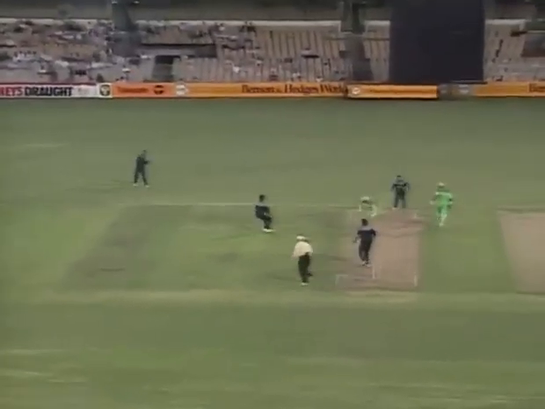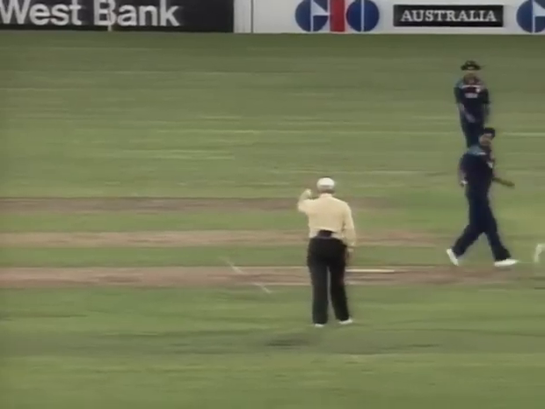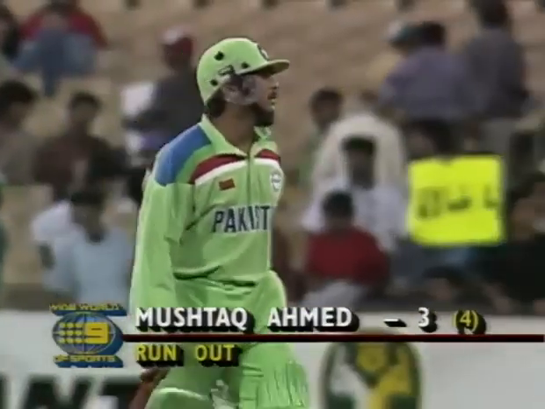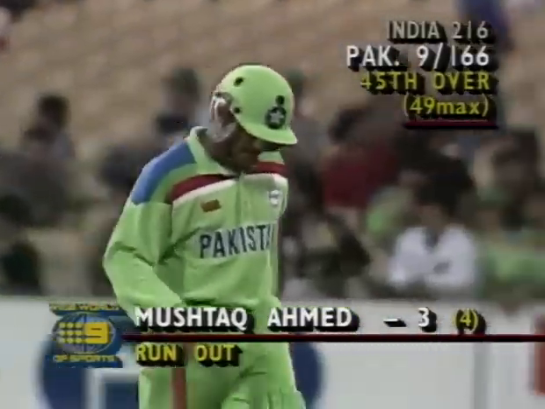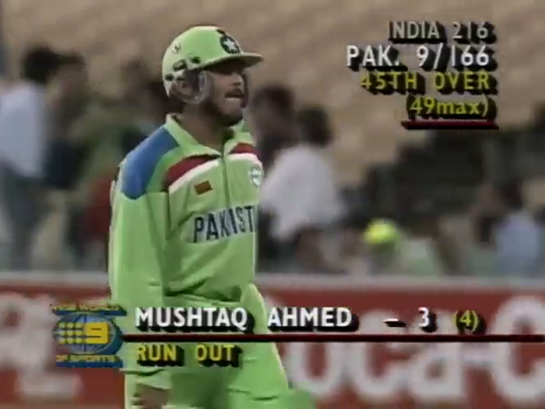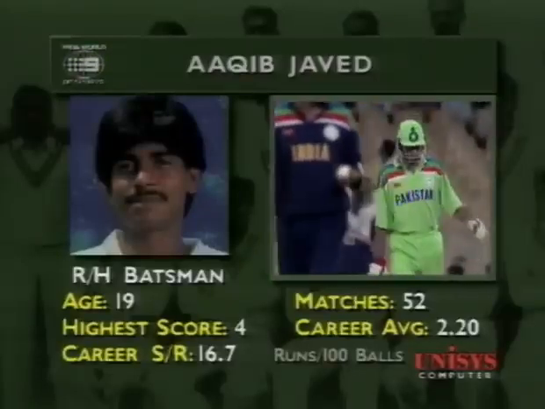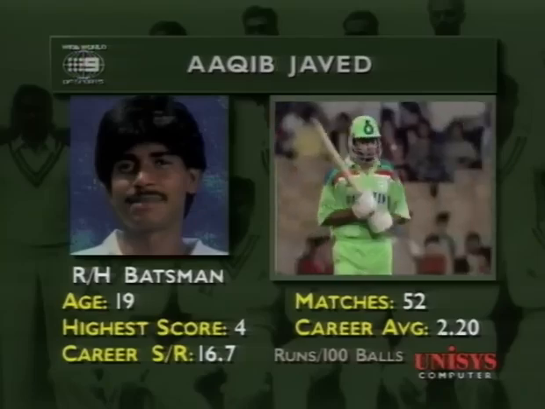Yes, Pakistan, I don't know what the hell Mushtaq was thinking about there. And it was a case of having to go, and in fact there was a pretty easy run there, because with all the stopping and starting he was only just out. Pakistan now 9 for 166. Akib Javed makes his way to the crease. India on top here. Very good fielding and bowling display by the Indians tonight.